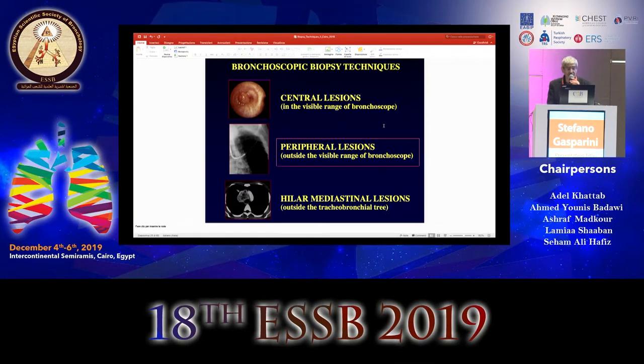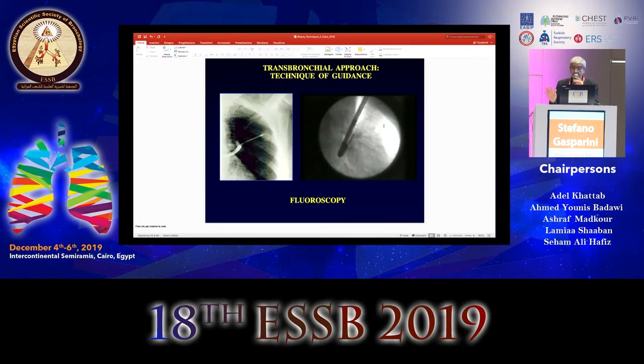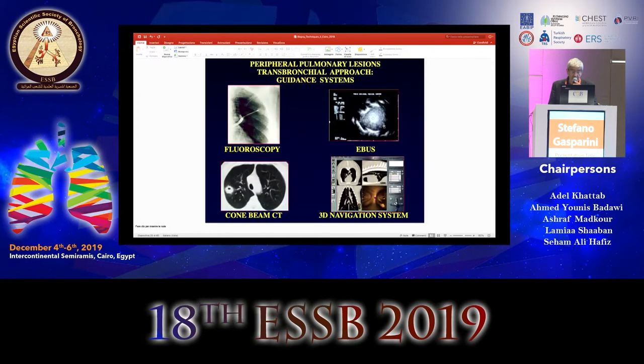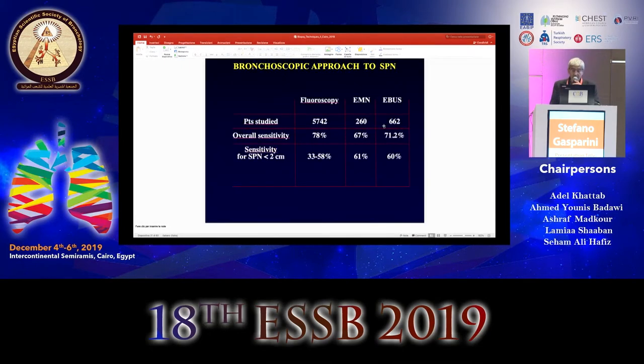And what about peripheral lesions outside the range of the bronchoscope? We know that in most centers around the world, fluoroscopy is the most frequent means of sampling utilized. Now we have new techniques like radial EBUS mini probe, like 3D navigation systems, like combined CT. But it's very strange, there is no comparative randomized large study that demonstrates that these new techniques are better than fluoroscopy.